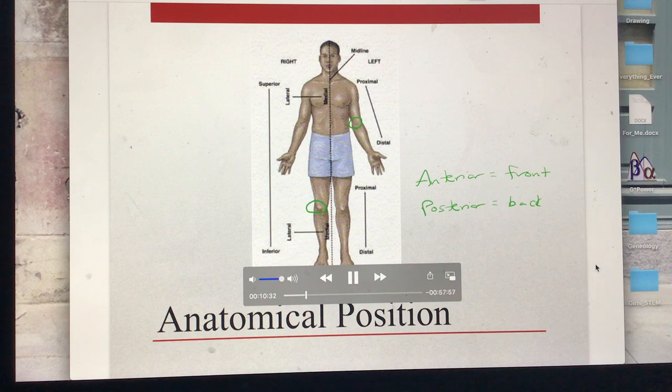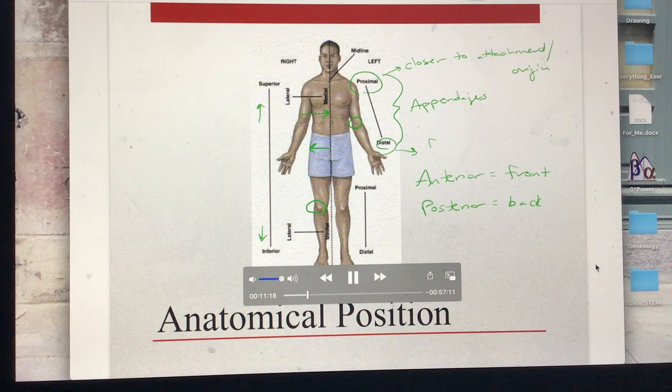Medial, lateral. Medial means closer to the midline. Lateral means further away from the midline. Superior means more towards the head. Inferior means more towards the feet. Proximal and distal, these sometimes can be tough. Proximal and distal tend to relate to the appendages. So when we're talking about the arms and the legs, that's when we usually use proximal and distal. Proximal means closer to the attachment, closer to attachment or origin. And when we say attachment or origin, we mean where that limb attaches to the body. Distal means further away from attachment.